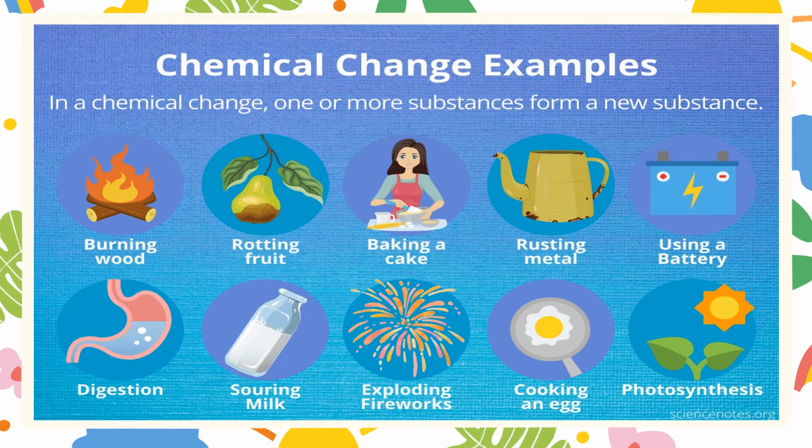Here are examples of chemical change. Remember, in a chemical change, one or more substances form a new substance, like burning wood, rotting fruit, baking a cake, rusting metal, using a battery, digestion, souring milk, exploding fireworks, cooking an egg, and photosynthesis.